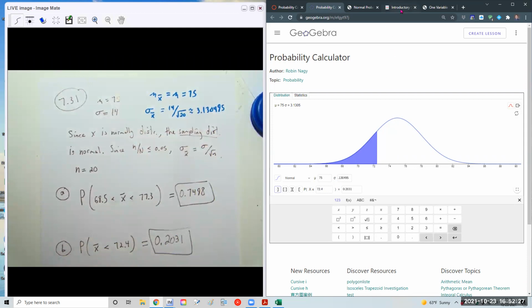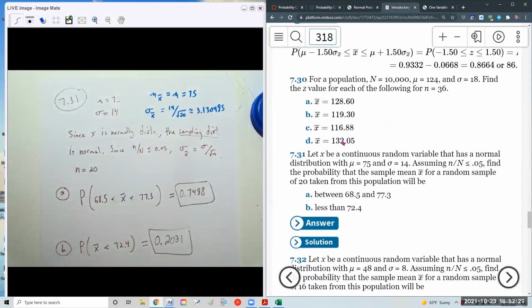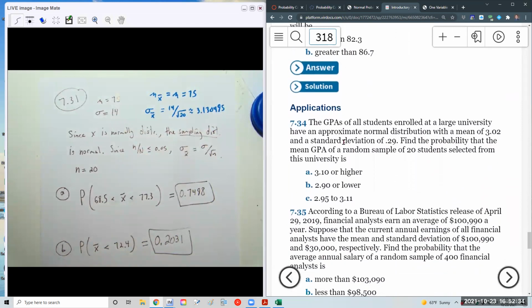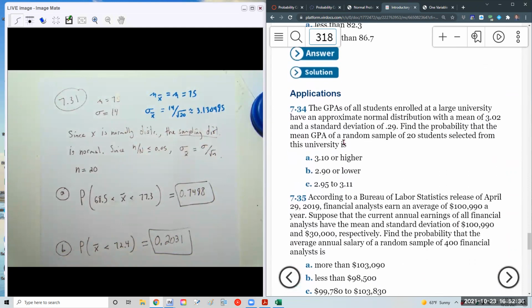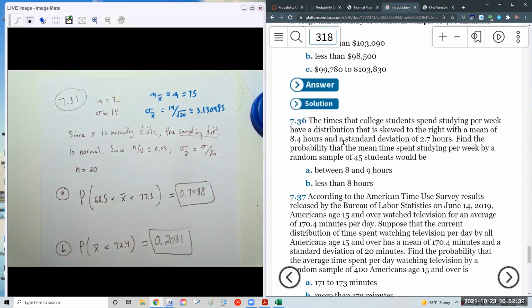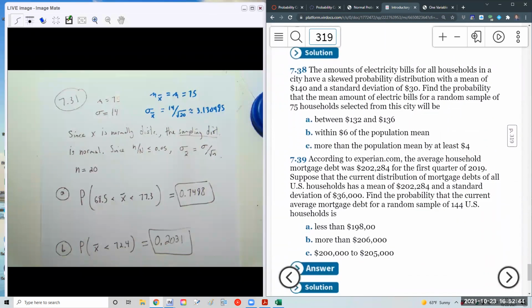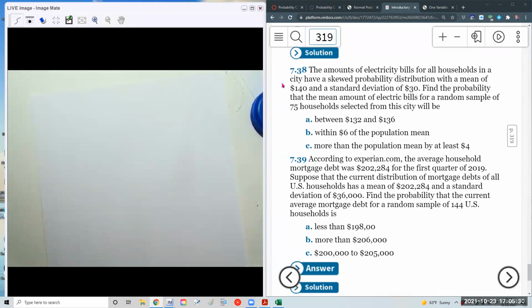All right, let's go back over, and the rest of these questions are similar to that. Let's do a couple for good measure. All of these ask you to find probability. Let's take a look at these two, 7.38 and 7.39 here. This is your typical question in this chapter. So what is it?